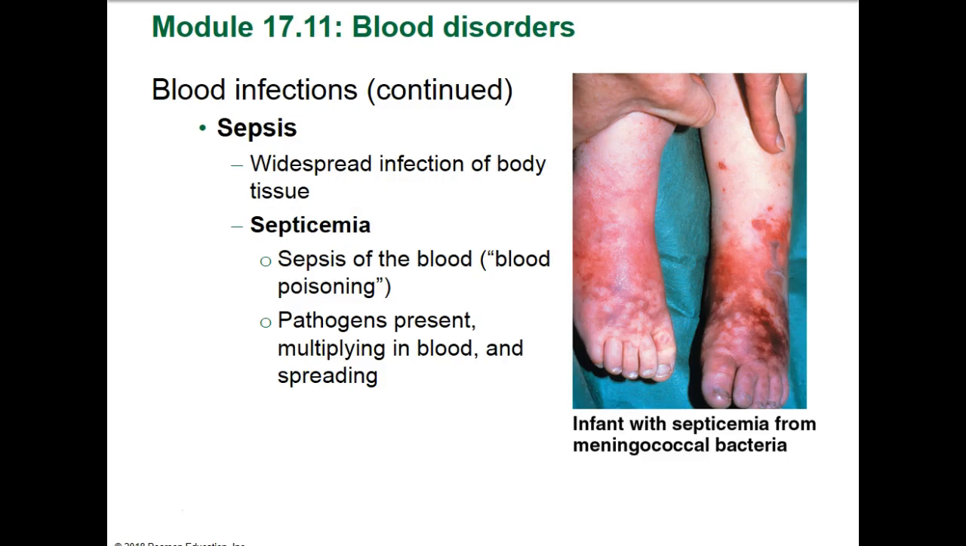Okay, sepsis you have heard of. This is when you have widespread infection of the body tissues. Septicemia is sepsis of the blood, or blood poisoning. In this case, the pathogen is present and you have multiplication of the organism in the blood and it spreads. In this case, you see an individual with meningococcal bacteria, one that causes meningitis.